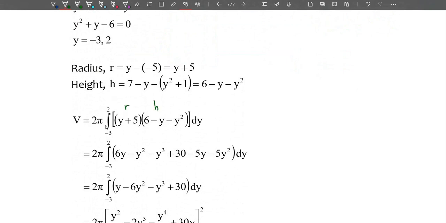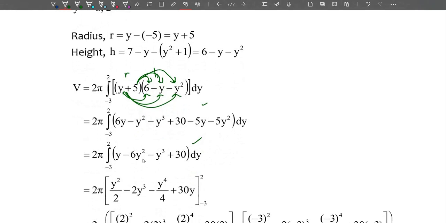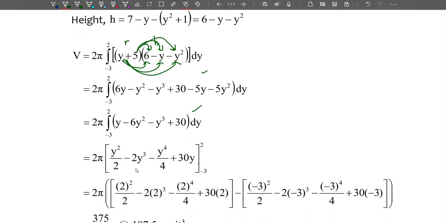V equal to 2 pi integrate from negative 3 to 2, the small value to the high value, R, y plus 1, times the H, 6 minus y minus y squared, integrate with respect to y. You need to expand, multiplying each term together. Remember all the terms, don't miss even one of them. After that, simplify. After you have simplified the equation, integrate the equation that you have obtained, and here it will look like this.